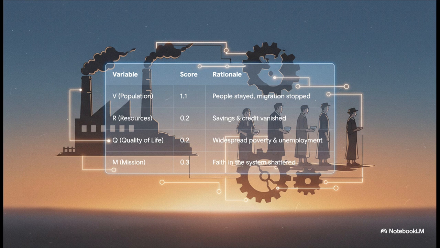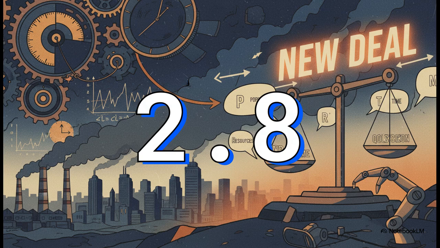And our formula shows just how deep that failure really went. Look at this. Population is the only thing that really held steady, but everything else, resources and quality of life, just cratered, all the way down to 0.2. And mission, the faith people had in the system itself, was completely shattered, dropping to a measly 0.3. The new grand total was 2.8.